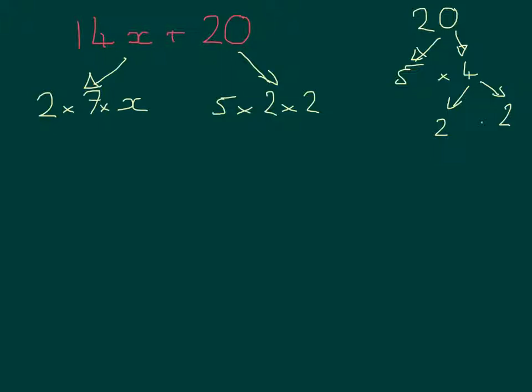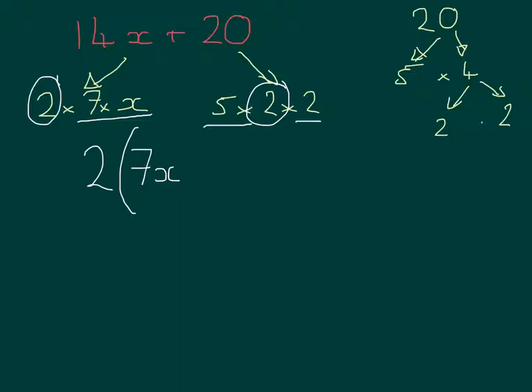Now we're going to have a look. What numbers are common to both? We've got a 2 here and a 2 here. There we are. And that looks like the only one. So what is unique to both? Well, this part we've got 7 times x, and we write that out as 7x. And here we've got 5 times 2, and 5 times 2 is 10.